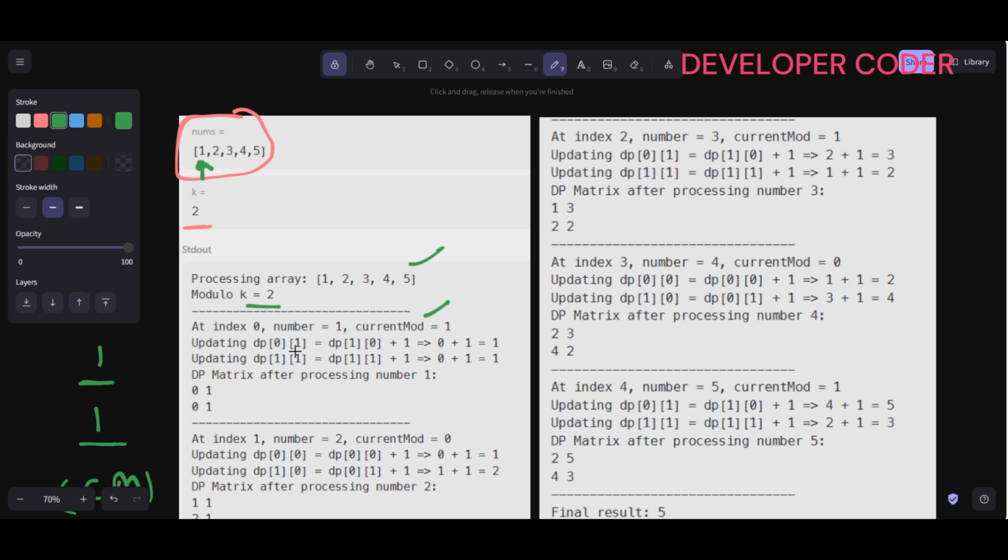Now see this, current is 1. Its previous can be 0 or it can be 1. Mark this 0 and 1. So these two are the sequences now.